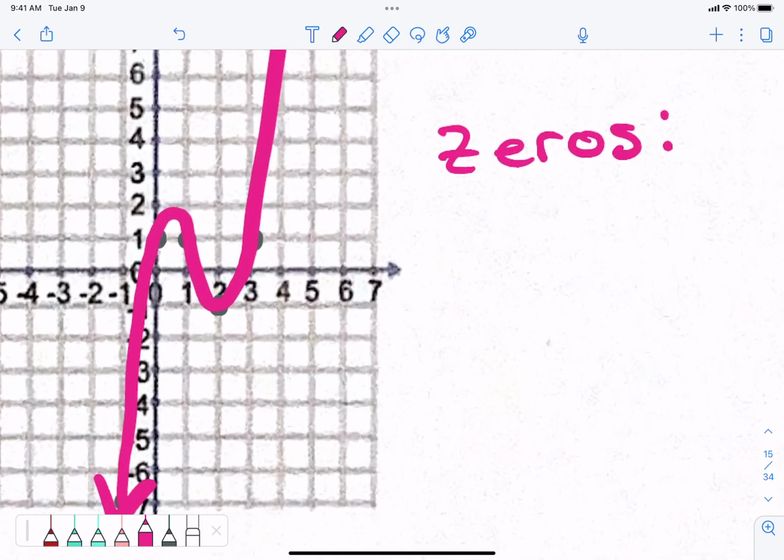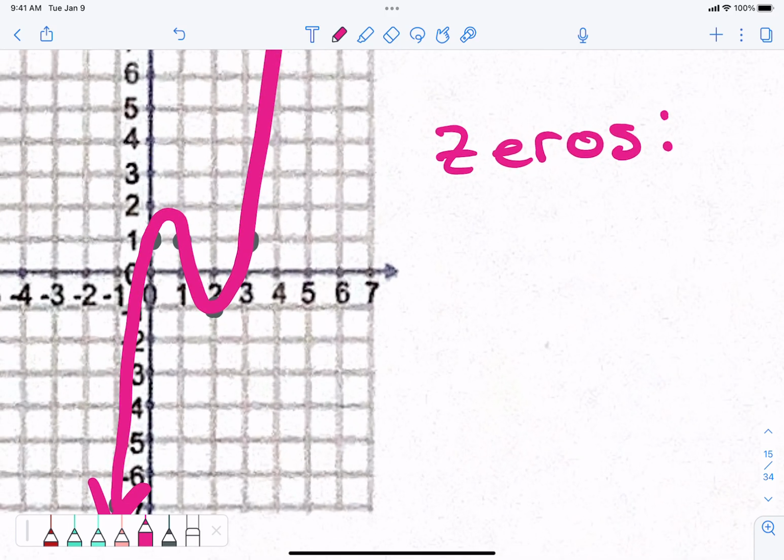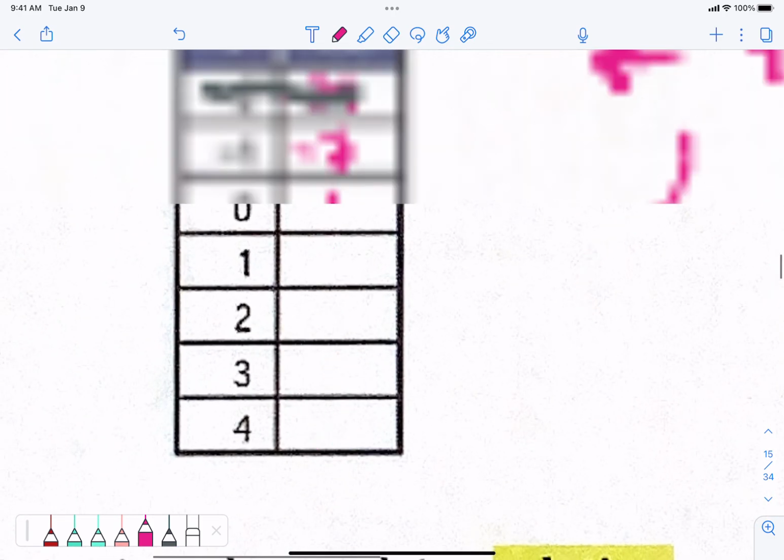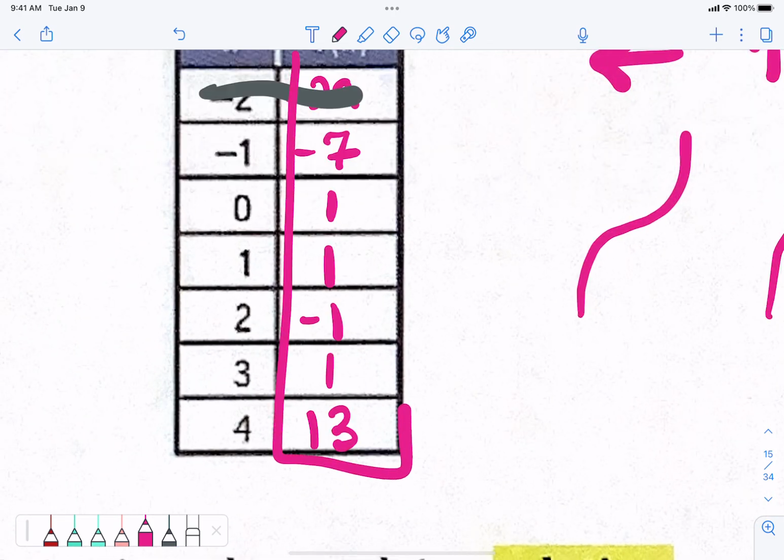How many zeros does it have? How many places does it cross? Three. Okay, do any of them cross really nicely? I'm going to say none of them, because look at the table. None of those are 0. None of them come out to be 0. 0 is an x coordinate, not a y coordinate. So it would have to come out to be 0 as a y coordinate. So none of those are coming out nicely.